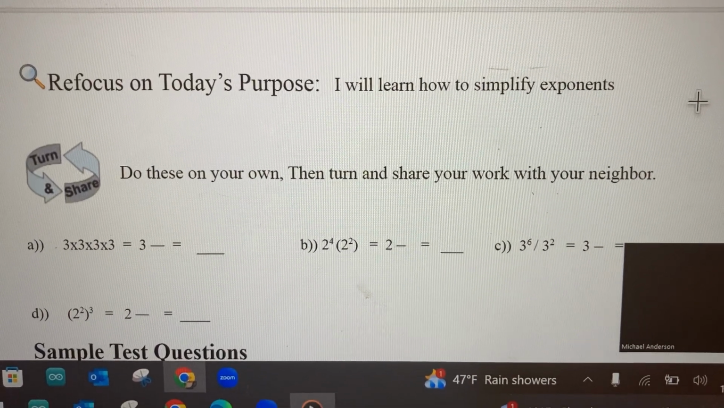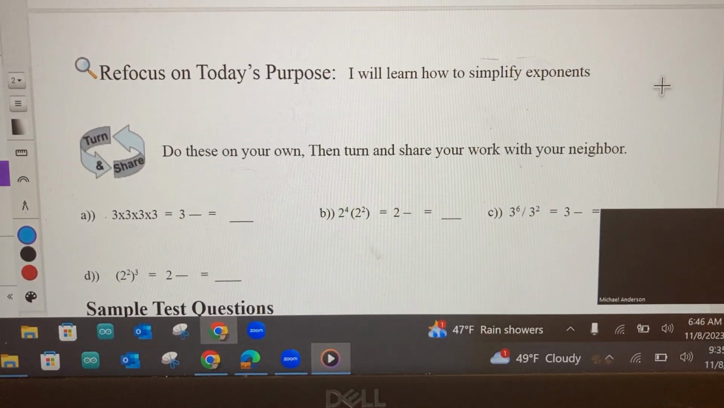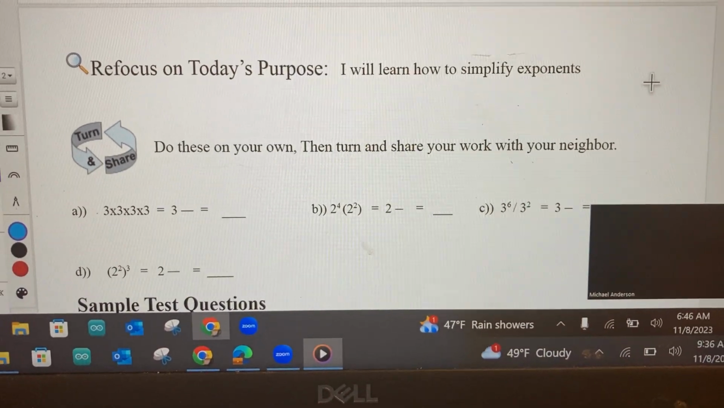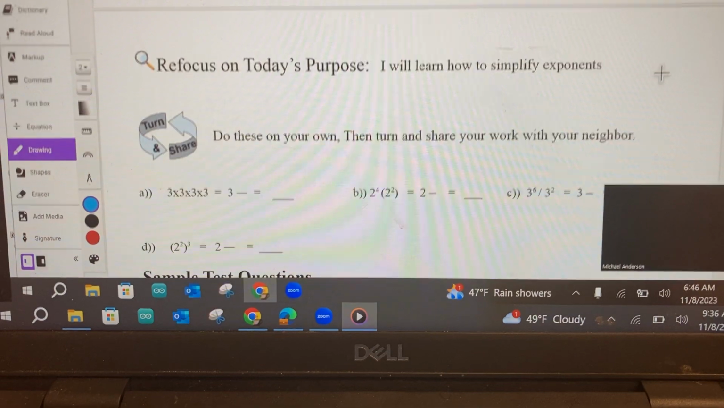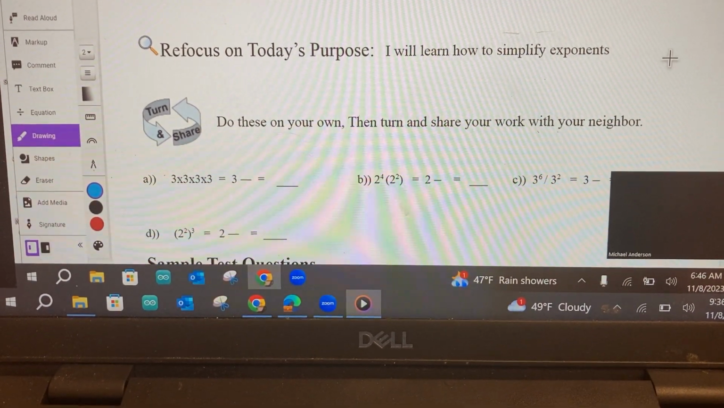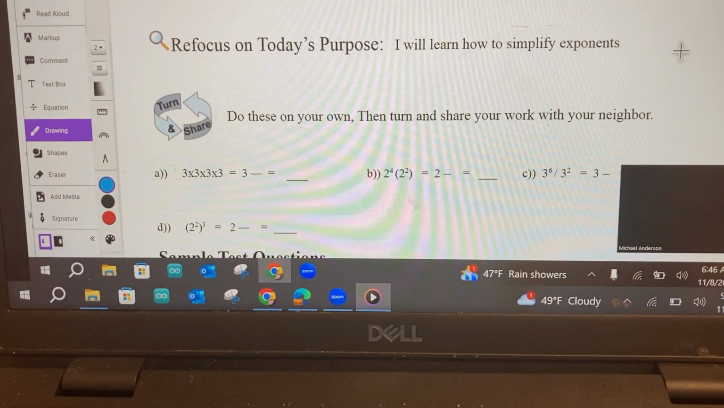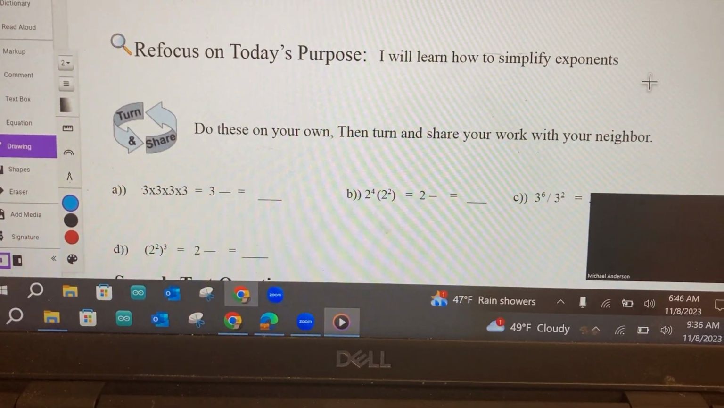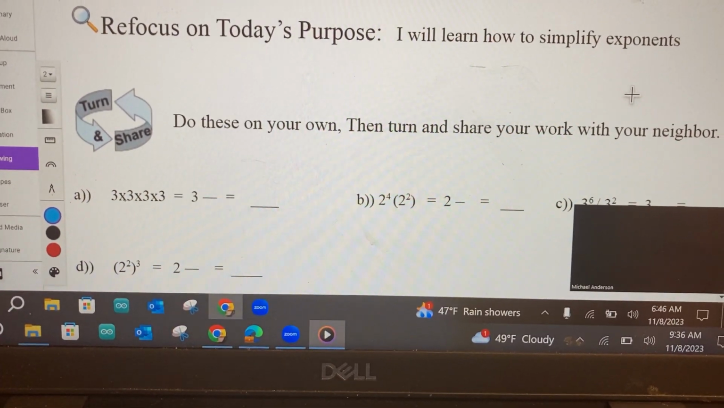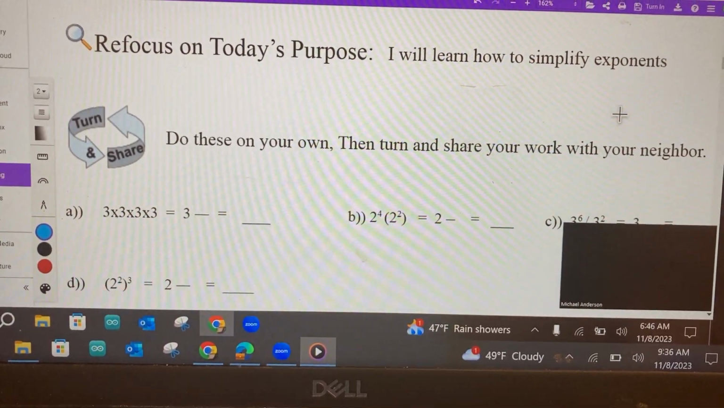So, refocusing. I want to simplify exponents. We've done them all. Now, do these on your own, and I will show you the answers as I do it. But please pause the video and try to do these all on your own. Have you paused the video? Pause it.